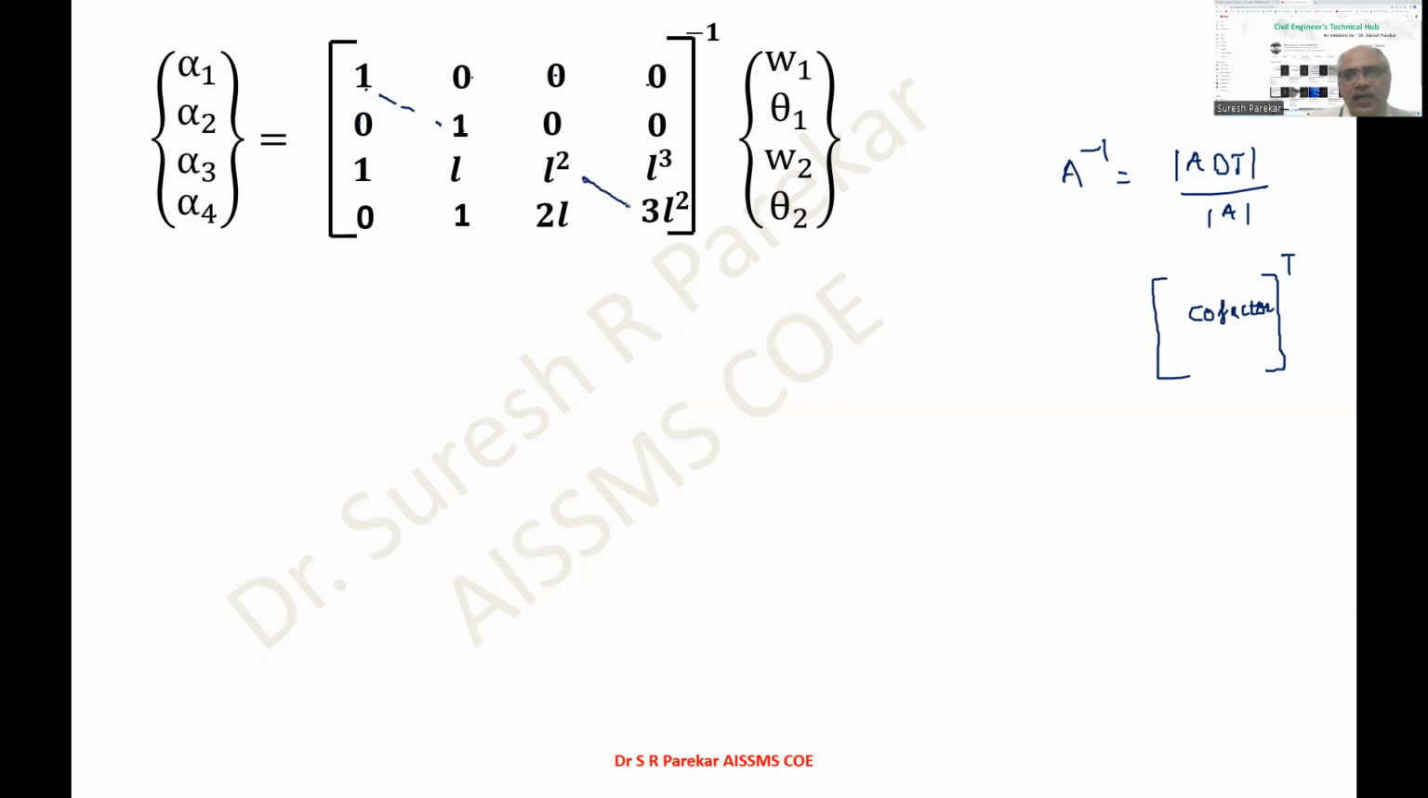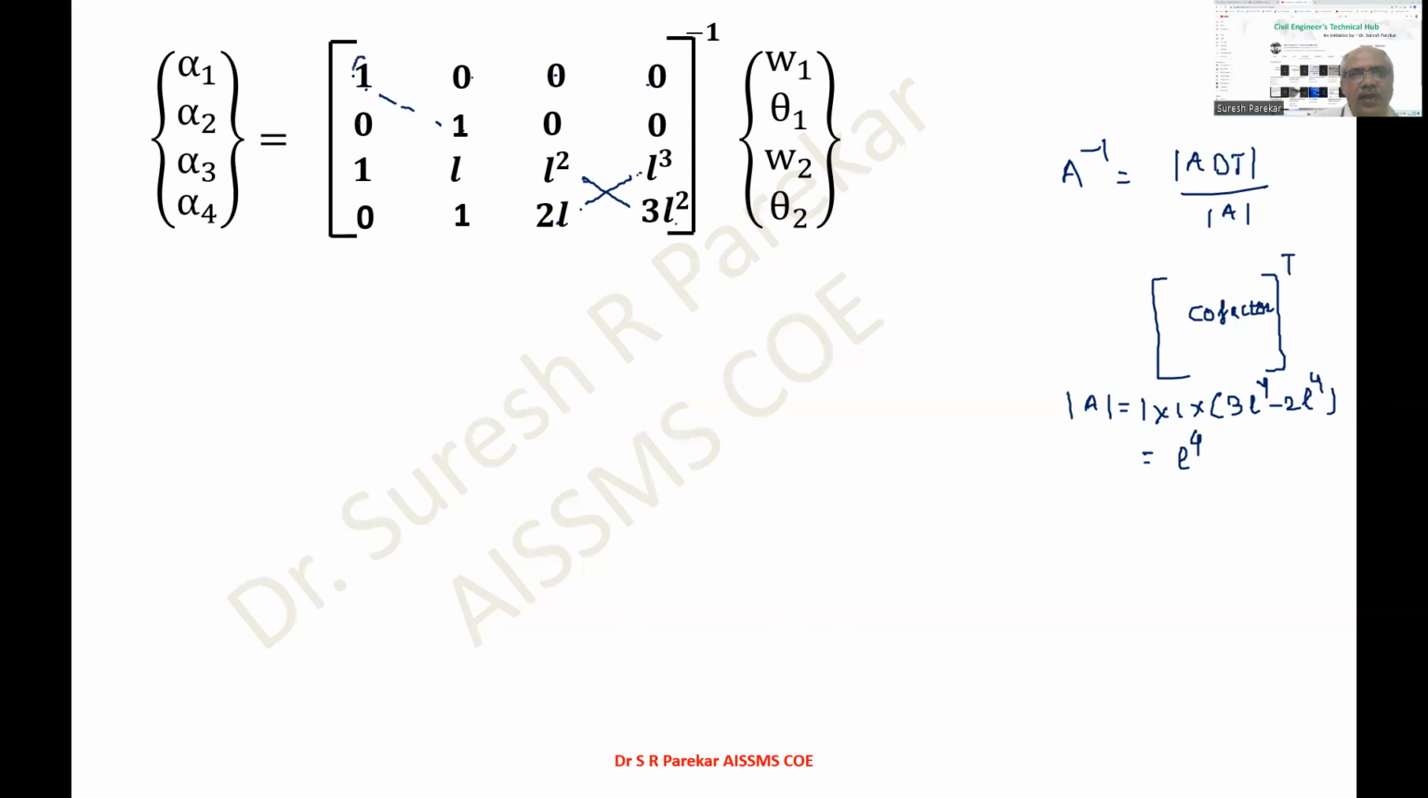So what will we get? These terms we will get only. So we have determinant A equal to 1 into 1 into, this will be 3L⁴ minus 2L³... sorry, 3L⁴ minus 2L⁴. And from this we will get the value as L⁴. Now we will go for cofactor.